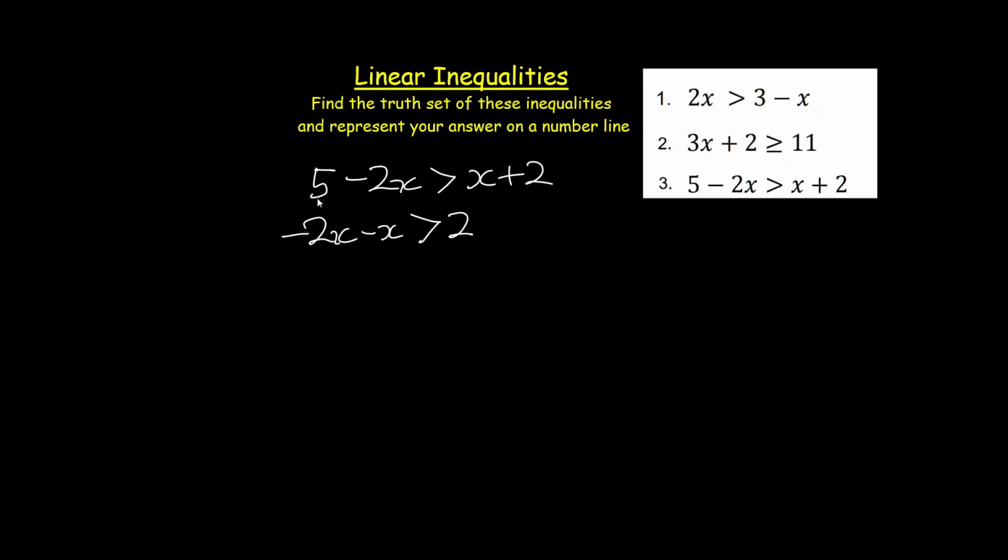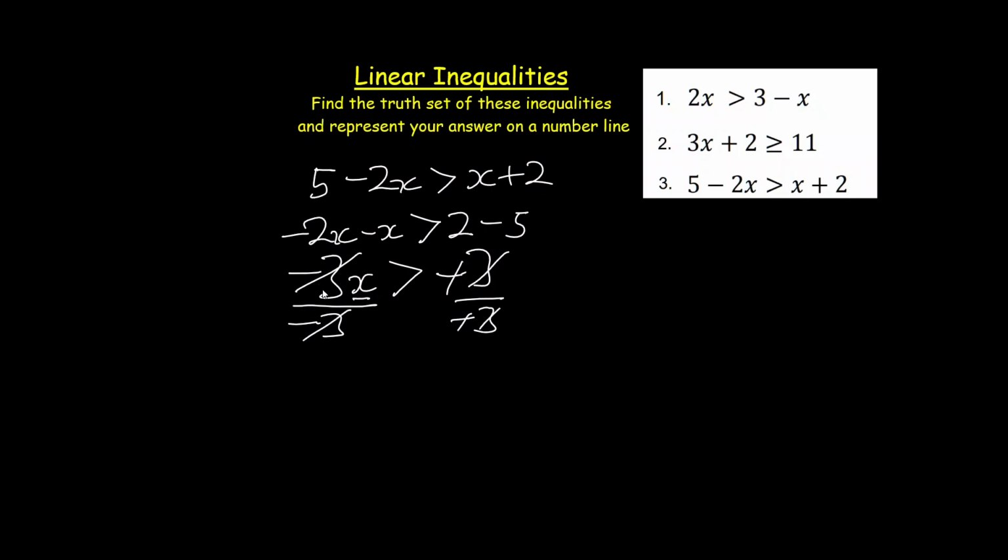and then the 5 here is positive. So when it crosses the sign and comes here, it's going to become negative 5. So negative 2x minus x here is going to become negative 3x greater than negative 3. Now we need to divide both sides by negative 3 here so that the x can stand alone. So here by negative 3 and also here by negative 3, which means that this one is going to cancel and also this one is also going to cancel.